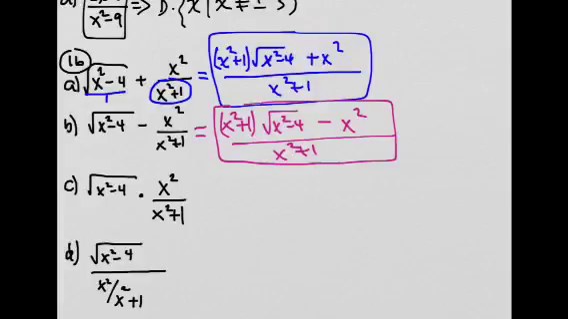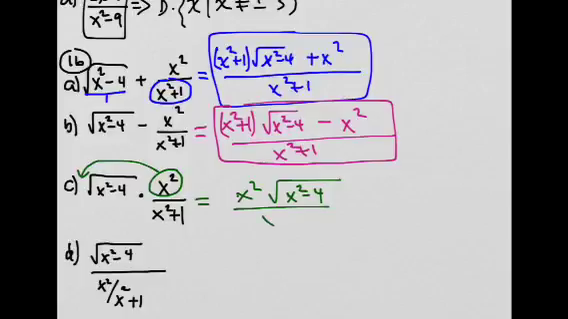For C, the only thing is just write it as a single fraction instead of having it separate like this. So this becomes, and usually we put the square root in front of the radical, so it's going to be x squared times the square root of x squared minus 4 over x squared plus 1. And again, that's all we can do.